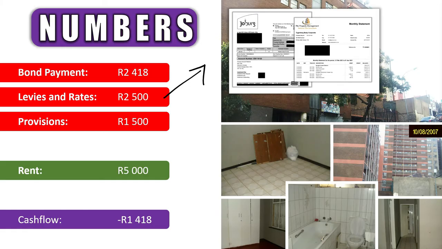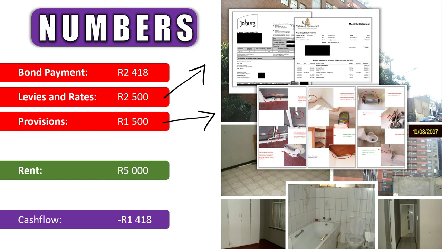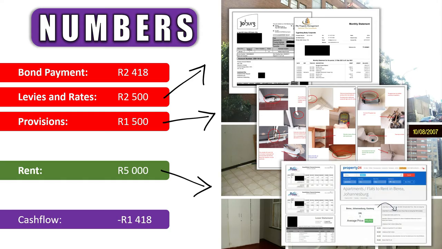That's how I got the number of 2,500. The provisions: your inspector goes in, they look at the condition of the property, they take photos, videos, they give you a comprehensive report, and they say there's mold here, this needs to be fixed, the kitchen cabinets are trashed. Now you have to put more money aside for maintenance because actually the condition of the photos in 2007 doesn't reflect today's. And then rent, you ask them for proof of income.